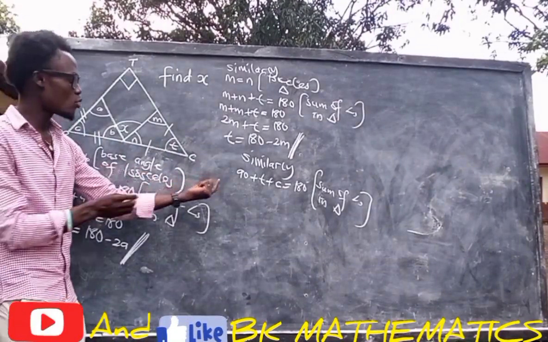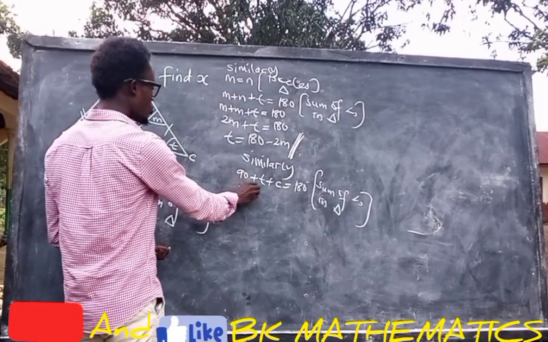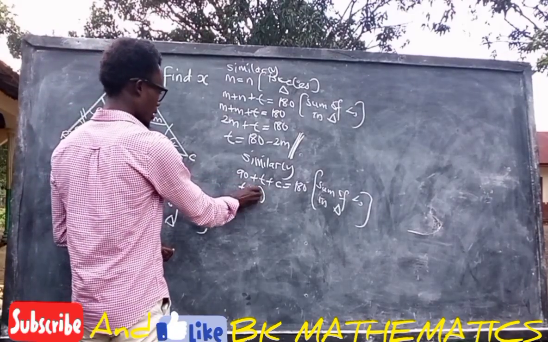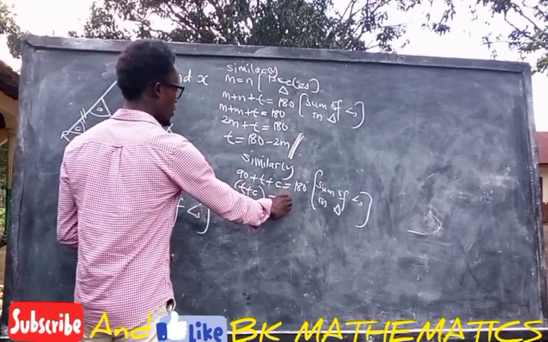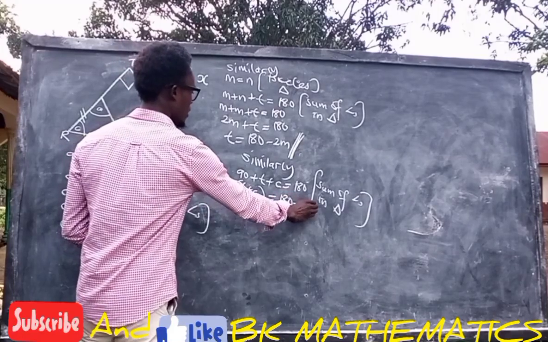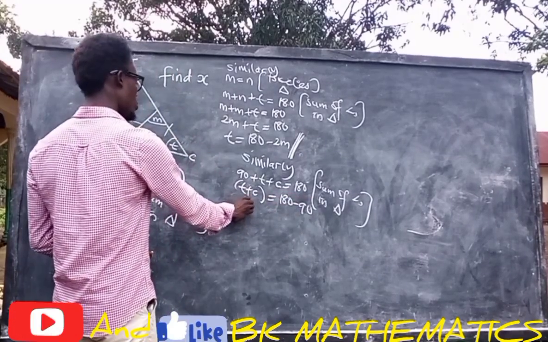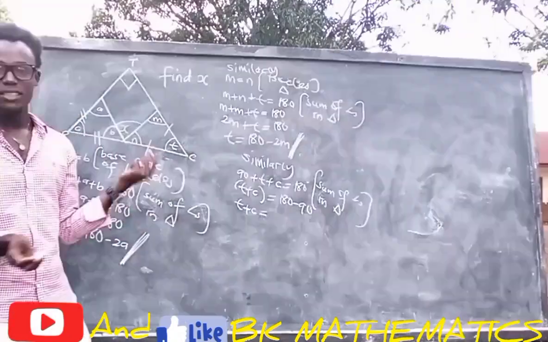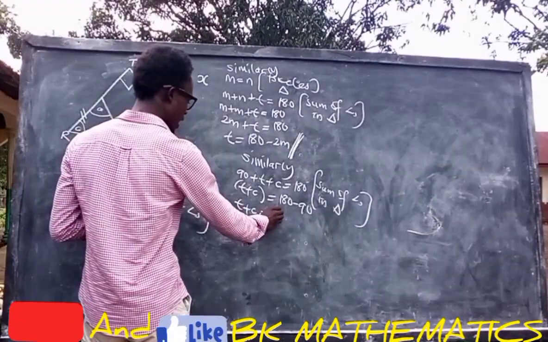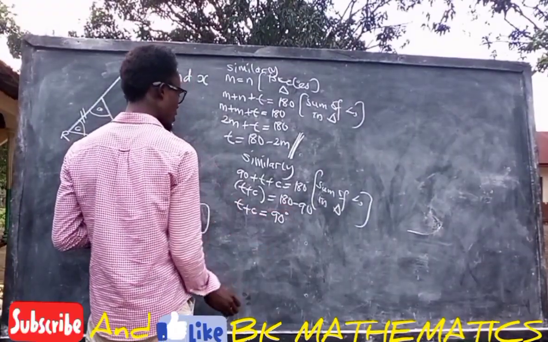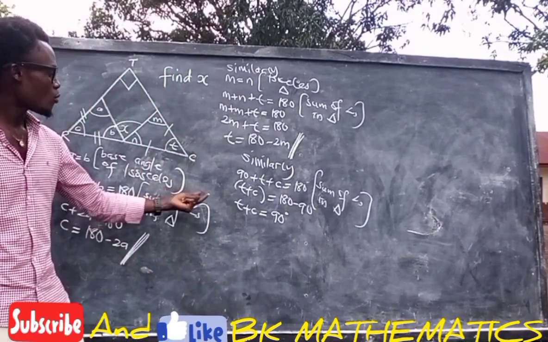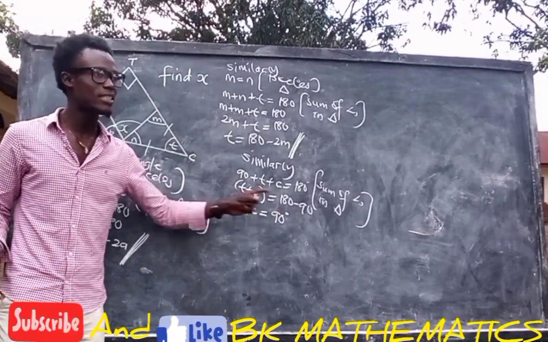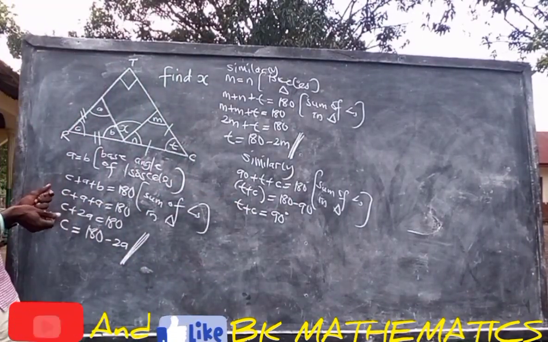Then let's try to add also. We are having T plus C. Everything becomes 180 minus 90. Then T plus C becomes 180 minus 90, giving you 90 degrees. Now we are having T plus C becomes 90 degrees. But let's just recall that.